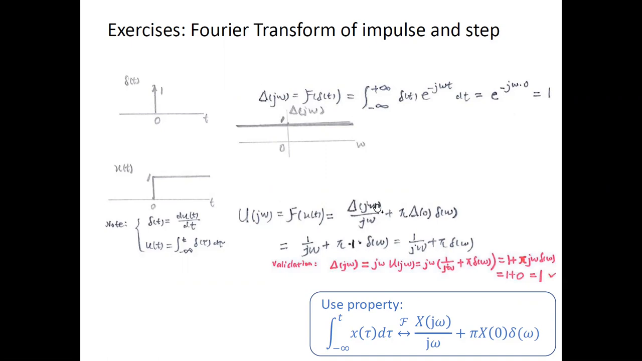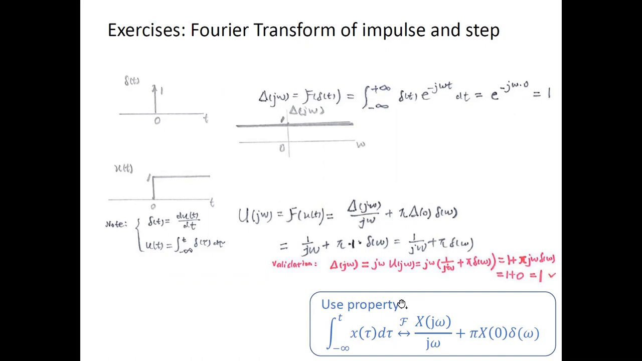Because capital delta of j omega is one, it's one over j omega as the first term. For the second term, it's pi times delta of zero. At the particular point omega equals zero, delta zero is also one, so it's one times delta omega. So this is our result. The first term has j omega in the denominator. The second term is just the standard impulse in the frequency omega domain, multiplied by a coefficient pi.